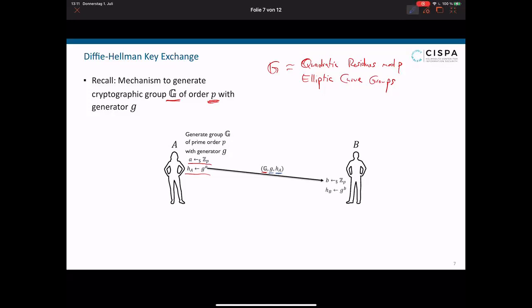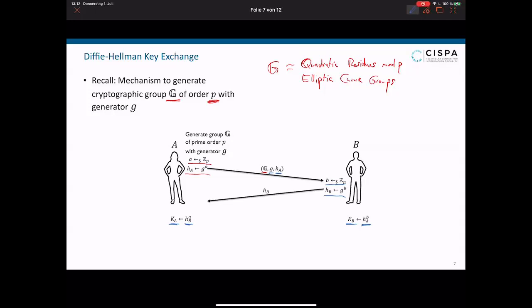Okay. Bob chooses a uniformly random B in ZP and computes this HB as G to the B. Now he sends HB to Alice. And now the two can do the following thing. Alice can compute a KA as HB to the A, and Bob can compute a KB as HA to the B. Now I say, great. Now they got two different keys. Now they've run a protocol, and now Alice has a key KA, Bob has a key KB.